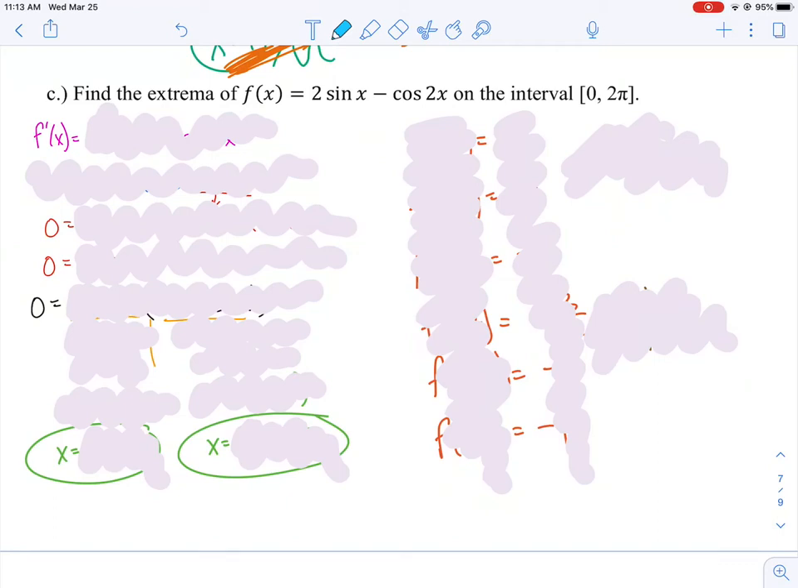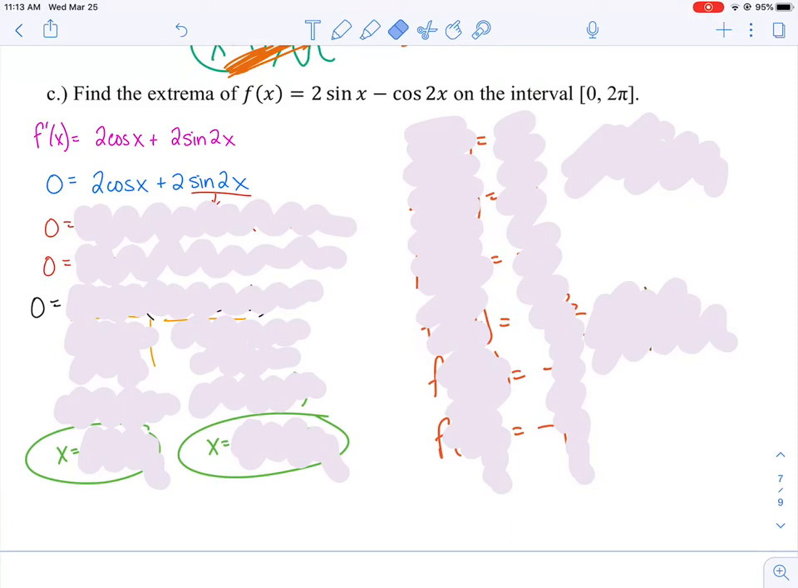So my first step is to find my critical numbers, where my derivative equals 0 or where it doesn't exist. So I'd like you to pause the video. I'd like you to practice your derivatives, and I'd like you to find me the derivative of this function. I ended up getting 2 cosine x plus 2 sine of 2x. There's a little bit of chain rule on that second piece. Did you get the same derivative as me?